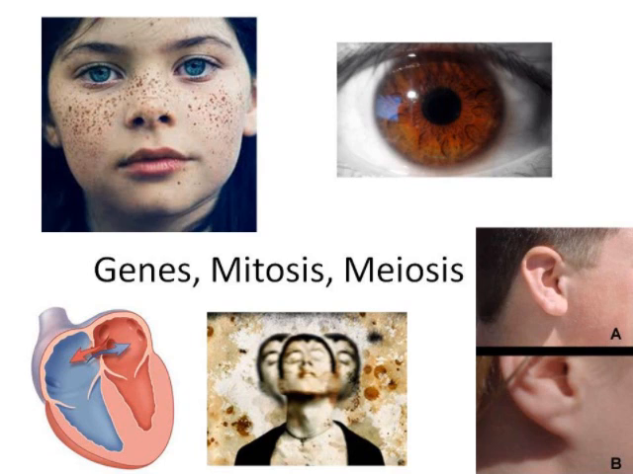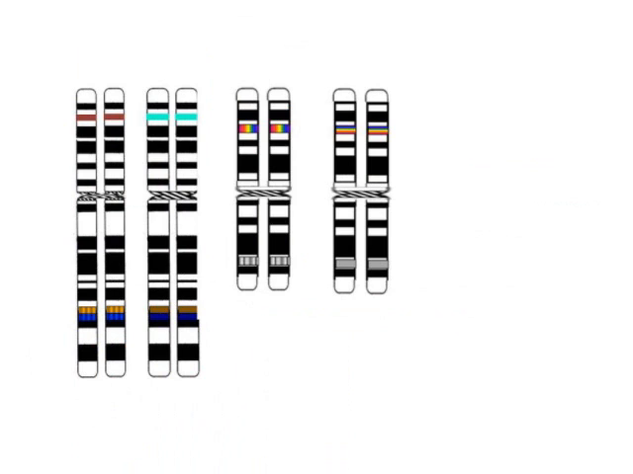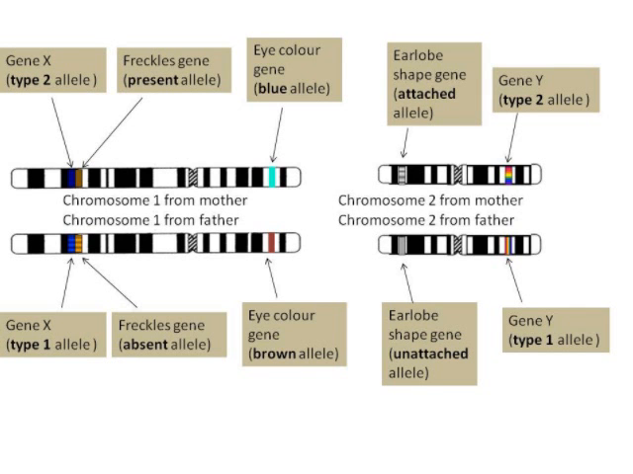In our system, we're going to talk about a cell which has two chromosomes. So here are the chromosomes: a pair of chromosome 1s and a pair of chromosome 2s. And here are the details about the genes we're interested in.